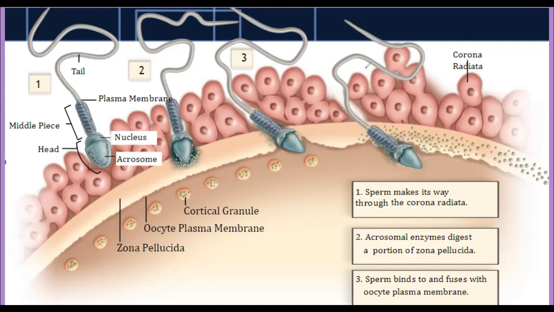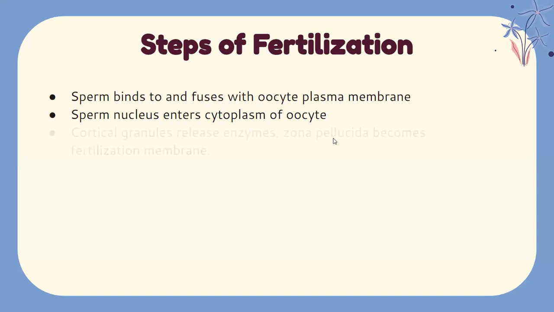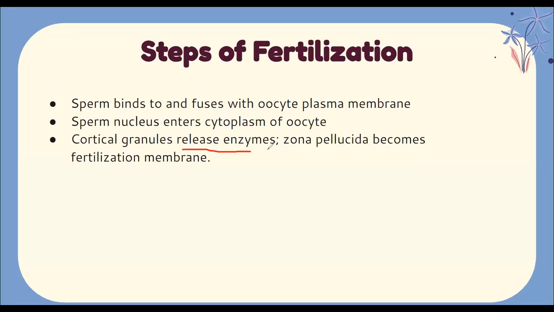What happens after this is, the sperm has reached up till the plasma membrane. Then in the next step, once the sperm binds to and fuses with the oocyte plasma membrane, the sperm nucleus will enter the cytoplasm of the oocyte. So plasma membrane binding has been done. Now the inner nucleus will enter the cytoplasm of the oocyte. We saw in the previous diagram that there are some granules located near the plasma membrane. They will also release enzymes.